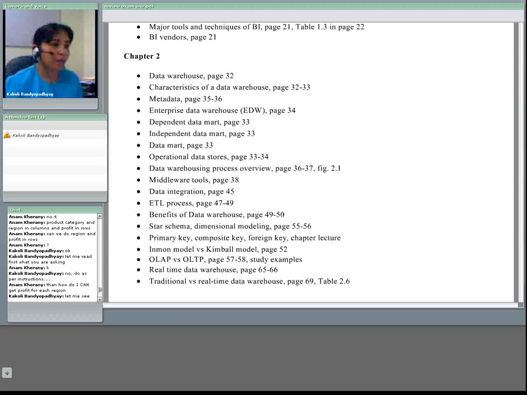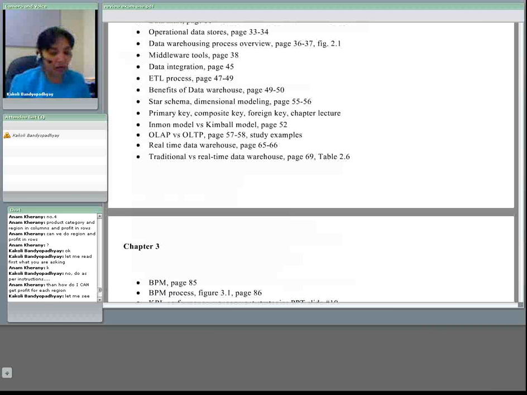I have given several examples of what is OLAP and what is OLTP. Real-time data warehouse. Real-time data warehouses are updated on an ongoing basis as business transactions occur. Traditional versus real-time. Traditional is used for strategic decisions and real-time mainly used for operational and tactical decisions. Okay, so this is your chapter 2.